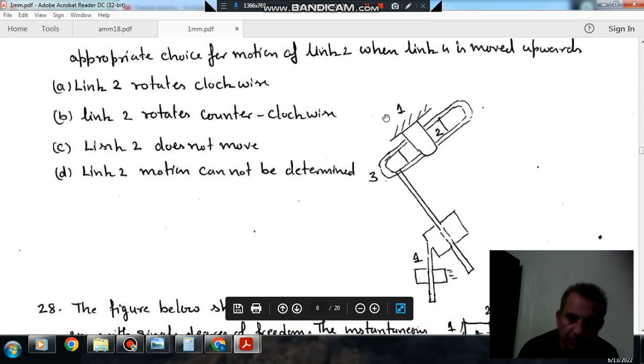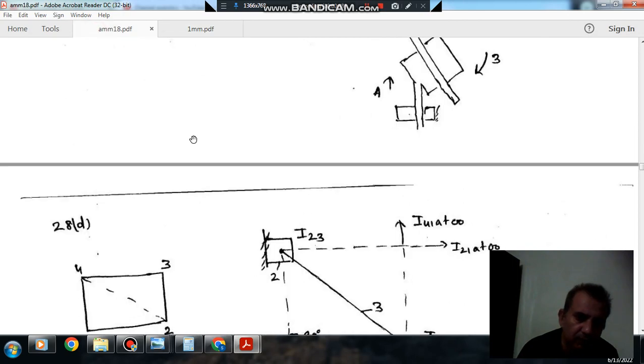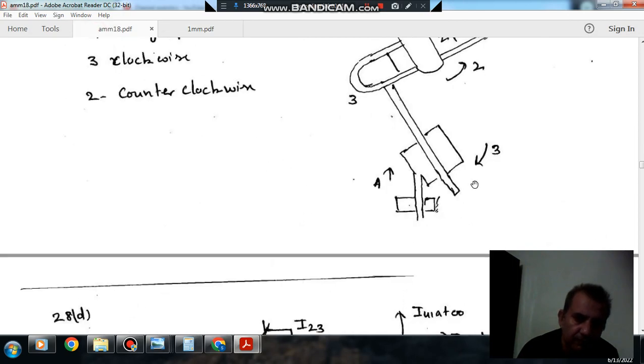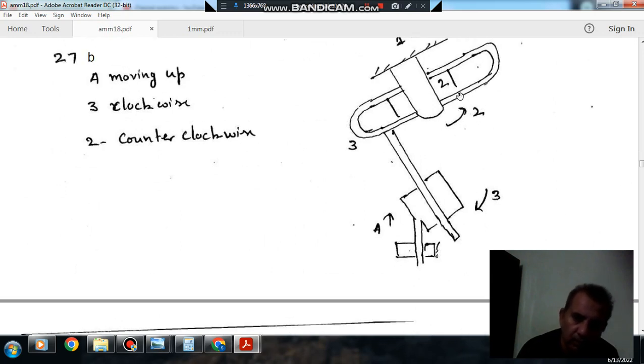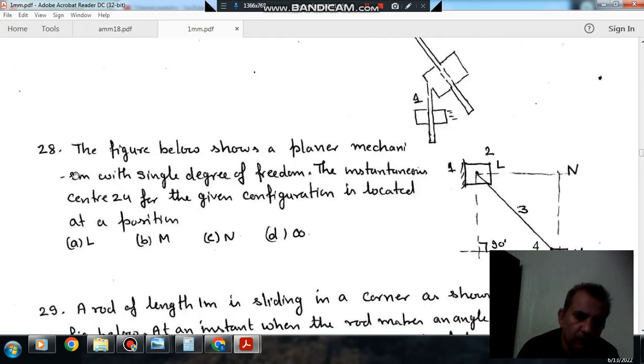So this is the arrangement, and this is the first link, this is the second link, this is the third link, and this is the fourth link. So when this fourth link is moved upward, link 3 will rotate in clockwise direction and link 2 will rotate in anti-clockwise direction. So answer is option B. Okay. Next, question number 28.